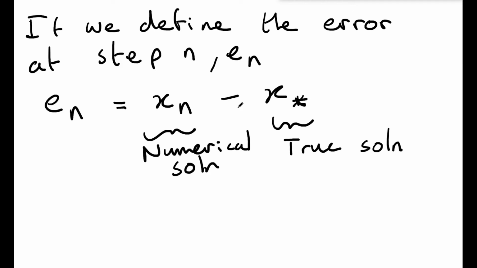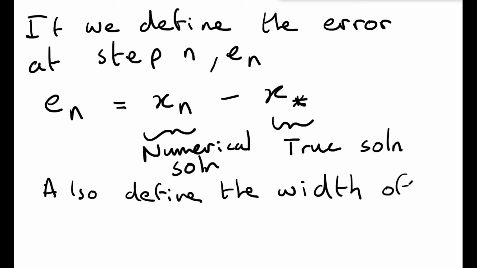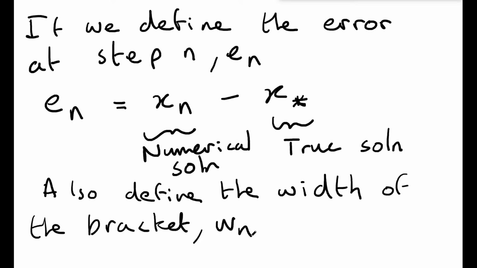Okay. And in order to do this, we also will define the width of the bracket. We're going to call that W_n. And W_n is simply your two sides of your bracket at either side, so it's your b_n minus a_n. Okay. So that's these two things we're using, the error and the width.